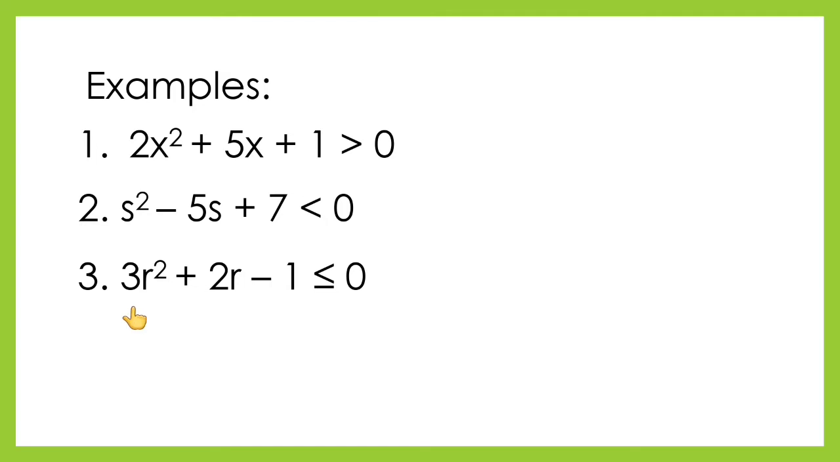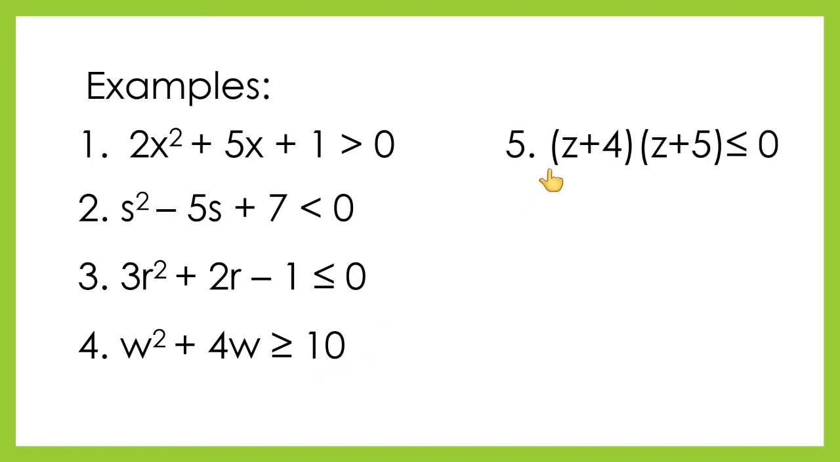Number 3, 3r squared plus 2r minus 1 is less than or equal to 0. Number 4 example, w squared plus 4w is greater than or equal to 10. Number 5, z plus 4 times z plus 5 is less than or equal to 0. Bakit ito naging quadratic inequality?